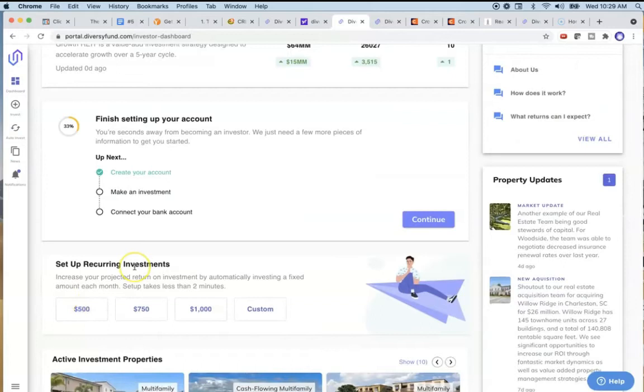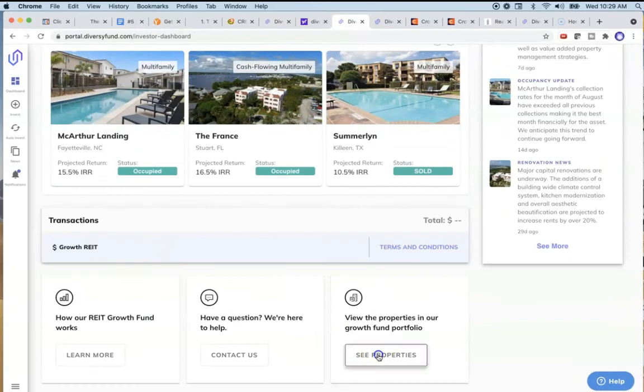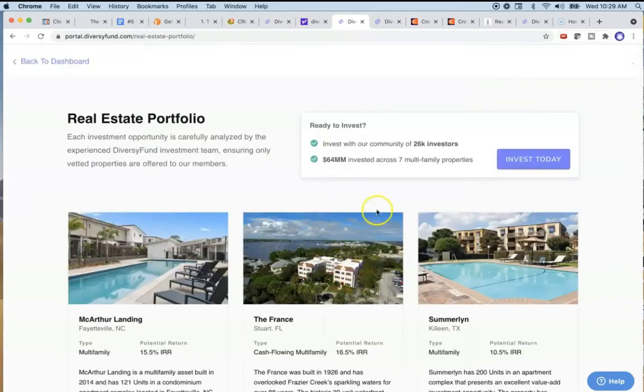You can also set up recurring investments as you can on RealtyMogul and invest like $500 every quarter or every year or whatever it is you want to do. You can reinvest your dividends. View the properties in the growth fund portfolio. This one is different. If you remember RealtyMogul, there was $268 million across 10 properties. So there's more in the fund, a lot more investors in this particular one, so it's more diluted.